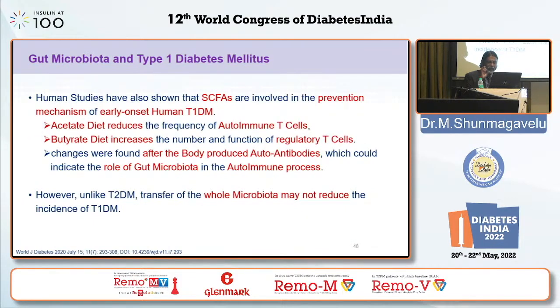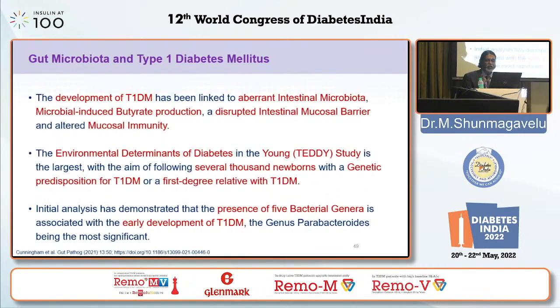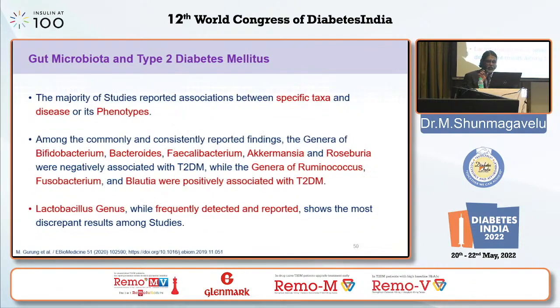Human studies clearly showed that an acetate diet reduces the frequency of autoimmune T cells, a butyrate diet increases the number and function of regulatory T cells, and unlike type 2 diabetes, modulation of the whole microbiome may not reduce the incidence of type 1. Next, the development of type 1 has been linked to aberrant intestinal microbiota. Next is with reference to type 2.